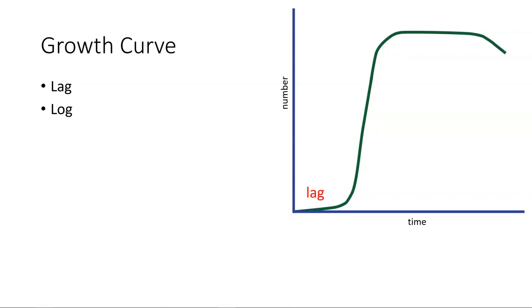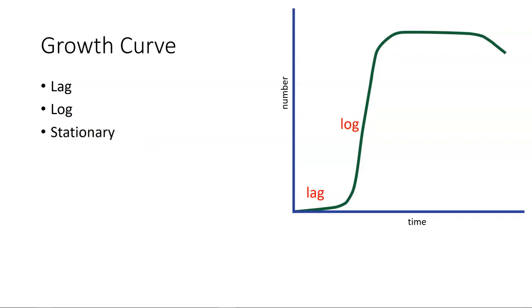The log phase, log goes back to the word logarithmic, and this is where things increase at an exponential rate. Things double or triple every generation time, and as they do that, they really take off in very rapid numbers, and they get to be very high numbers very quickly.